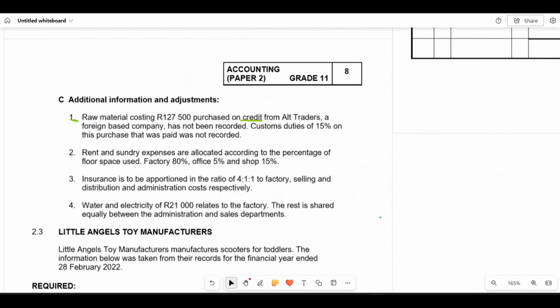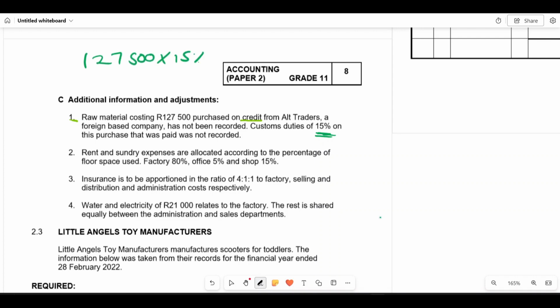Now, I have custom duties. Remember, these are additional costs which you need to add, because if you didn't incur these costs, your trading stock, or rather your raw materials, wouldn't be present in your company. So now I'm going to say 127,500, and I'm going to multiply 15% of this amount, which would be my custom duties. Now, if I punch this into my calculator, my custom duties amount to 19,125.